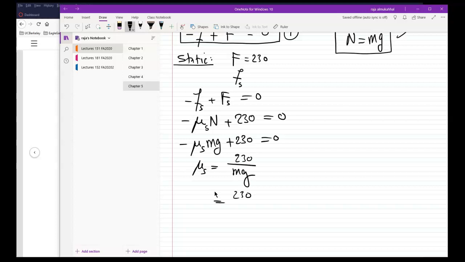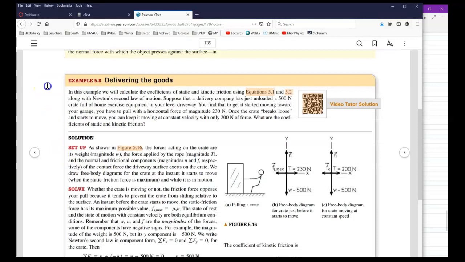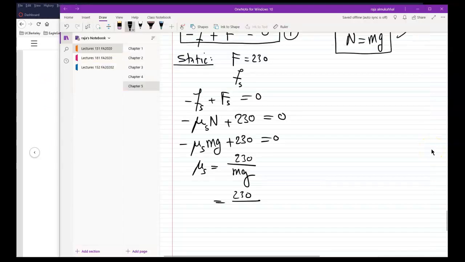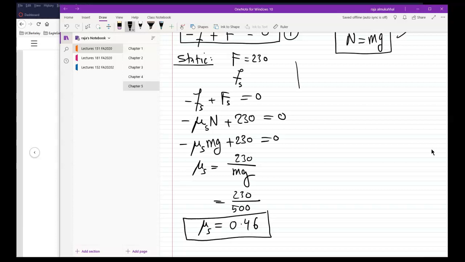So it's 230 over mg, he said is 500, I think. 500 Newton right there, right? So that's going to be 500. So mu sub s, use my calculator. So I have here 230 divided by 500, answer 0.46. It better be less than 1. 0.46. Again, no unit. Okay, guys? No unit. This is a unitless, dimensionless number. There we go. All right, that's fine. So this is the static situation. Let's go to the kinetic.